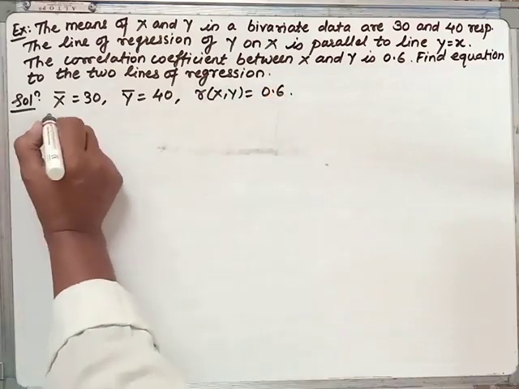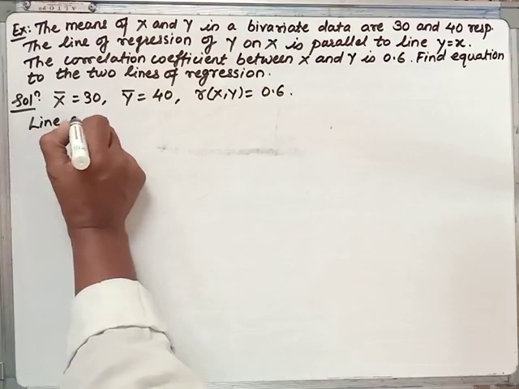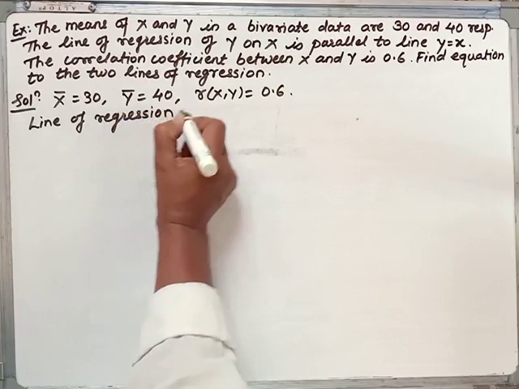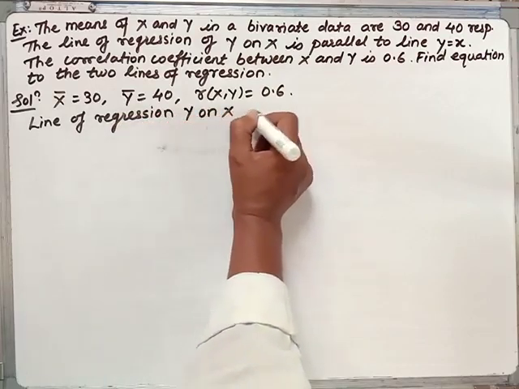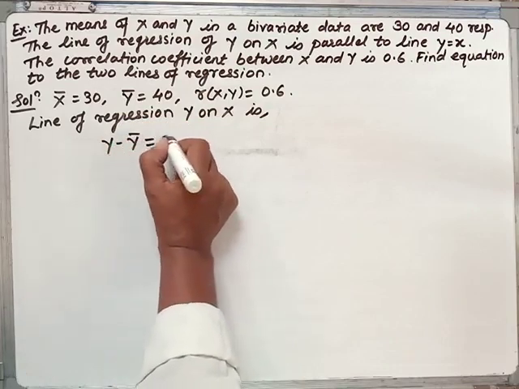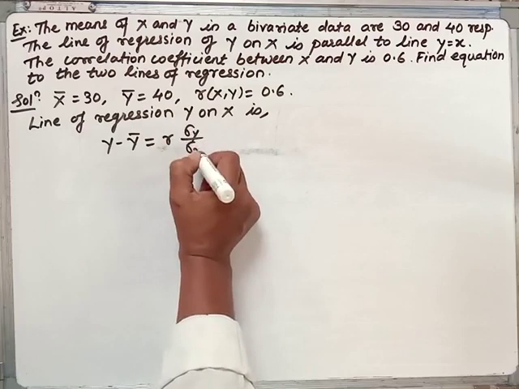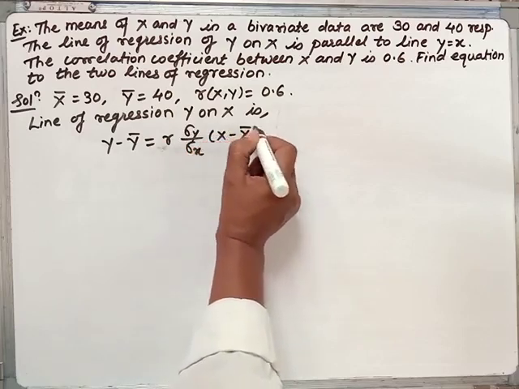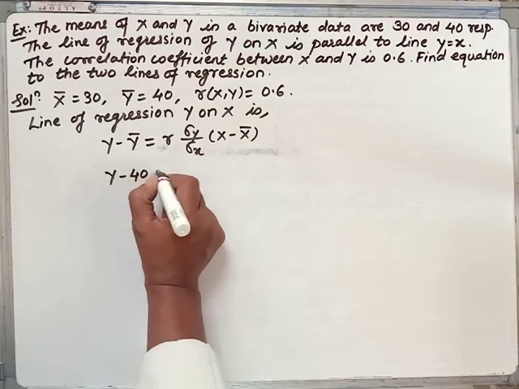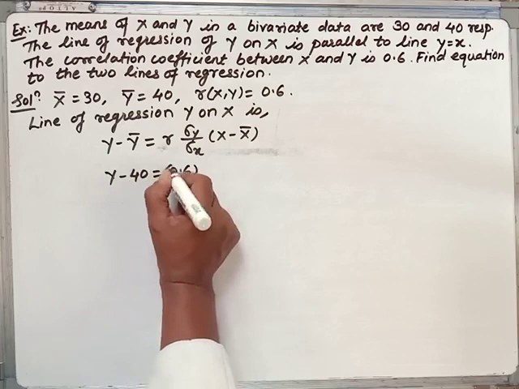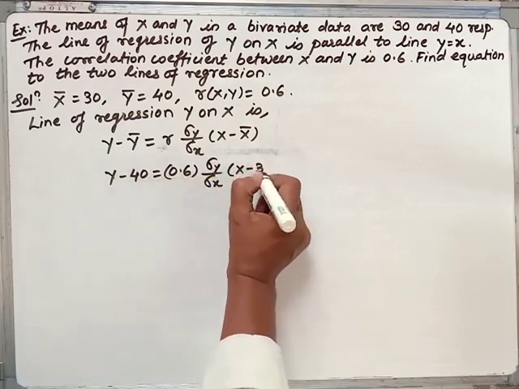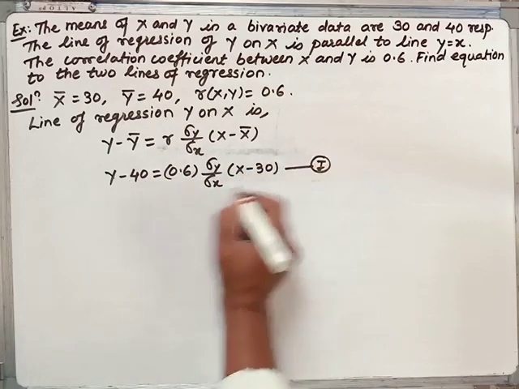Now as line of regression y on x is, y minus y bar is equal to r into sigma y by sigma x into x minus x bar. Okay, so it is y minus 40 equal to 0.6 into sigma y by sigma x into x minus 30. Call it as equation number 1.